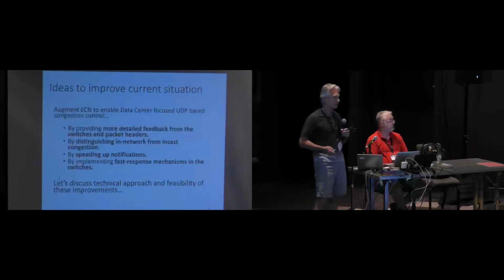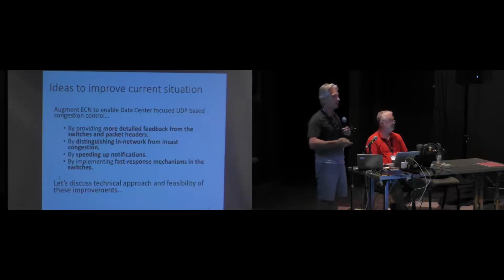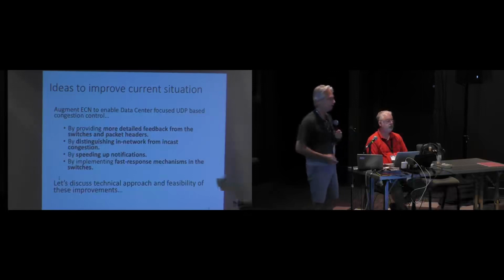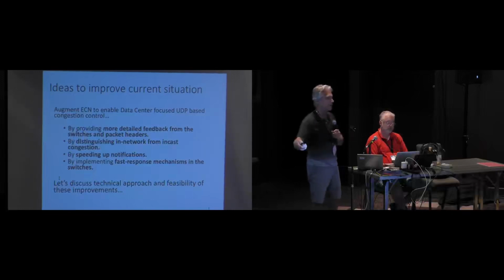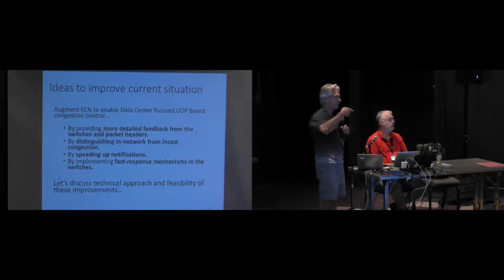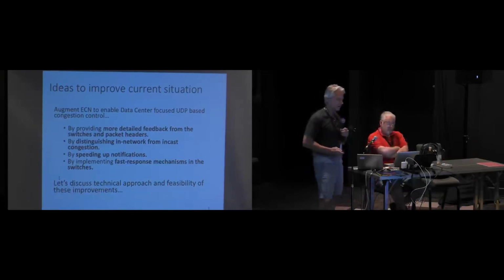So some ideas of augmenting ECN with a data center focus for a UDP layer, providing more feedback from the switches in the packet headers, perhaps marking delay inside packets so that we can get a really fine-grained view of what's going on. Being able to figure out, is this congestion we're experiencing right now, is it in network or is it in cast? Because maybe we would take different approaches. Being able to speed up notifications to the source so they can quench in a way that addresses it. And then implementing fast mechanisms in the switch to respond immediately.